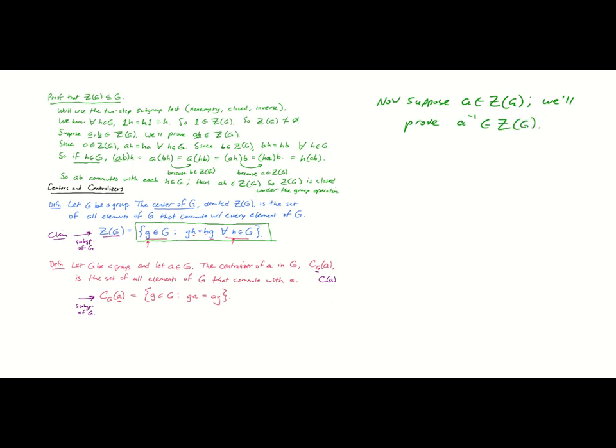Now this one's a little bit trickier because I'm going to have to pull something out of my hat here. So again, let H belong to G, because I want to prove that A inverse commutes with every H. We'll show that A inverse H equals H A inverse. That would mean that A inverse commutes with H.